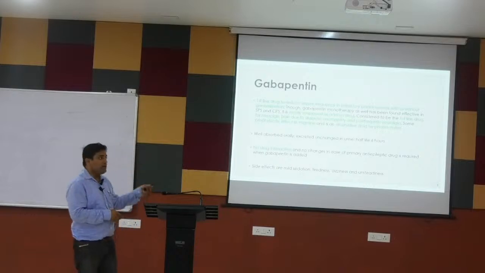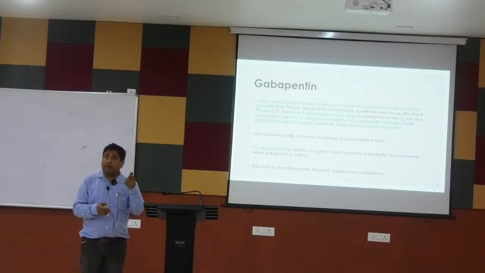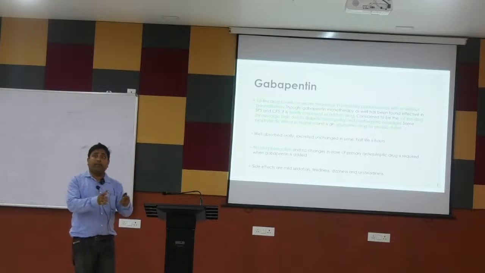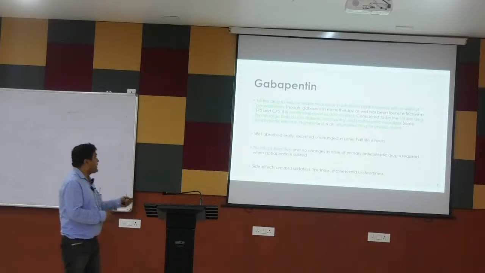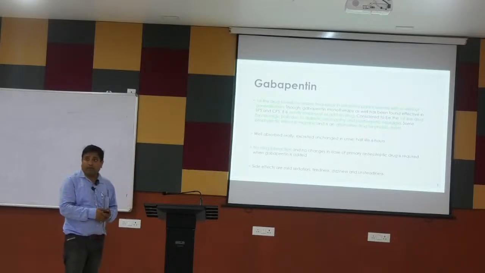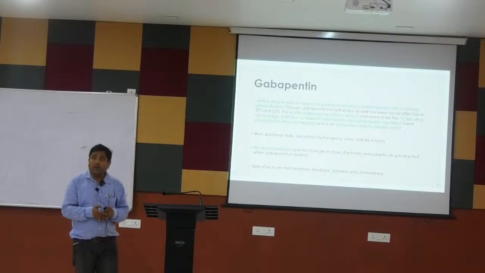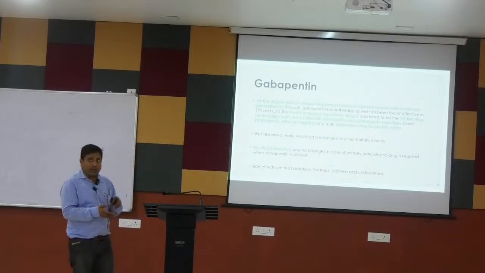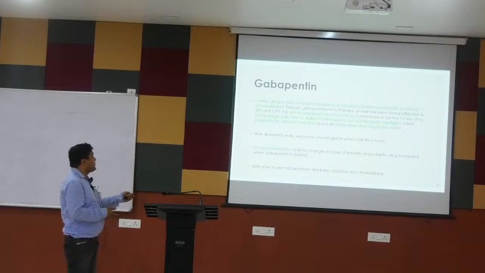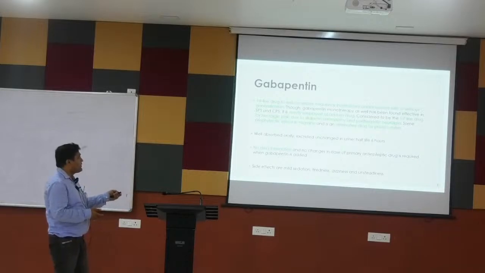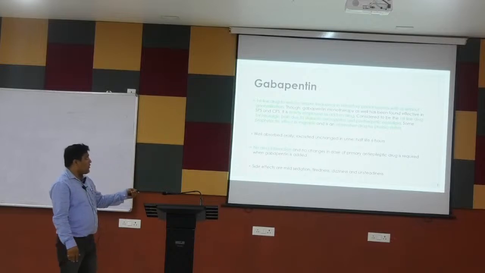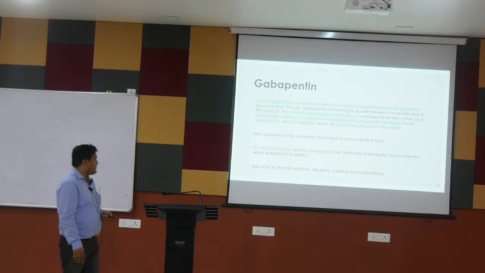So gabapentin is one of the examples. Carbamazepine is one of the examples. Valproic acid. They are used other than for epilepsy. Gabapentin in neuropathic pain. Carbamazepine in trigeminal neuralgia. Valproic acid in migraine. Topiramate in migraine. So they have a prophylactic effect in migraine also, and they are used as an alternative drug for phobic states.